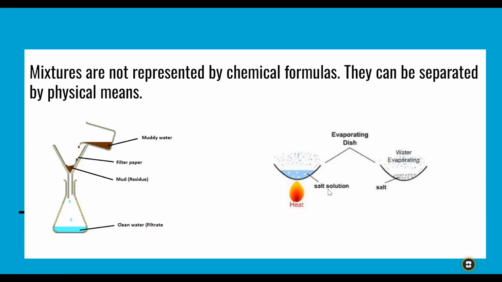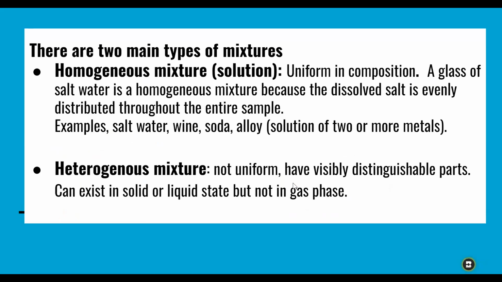And then salt water is also a mixture. The separation here, you're boiling it. So both of these separations are by physical means. There's no chemical means used in the separation. So there are two main types of mixtures. Homogeneous mixture, which is also called solution. It's uniform in composition.